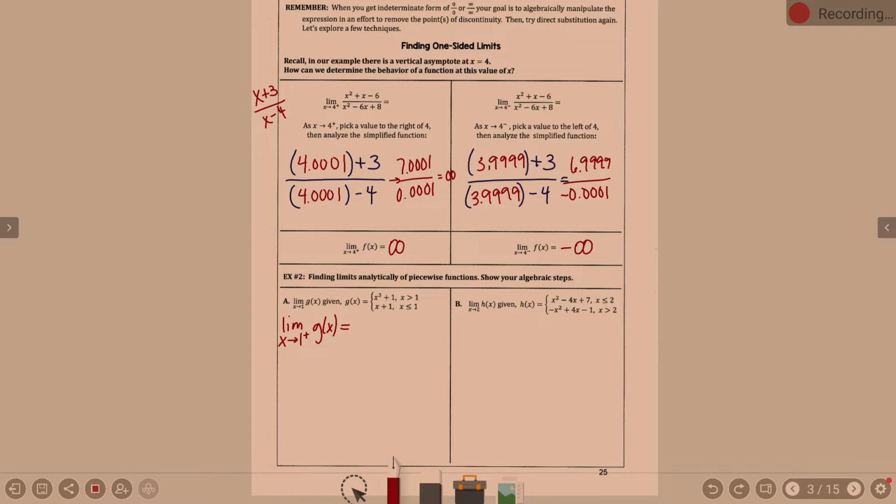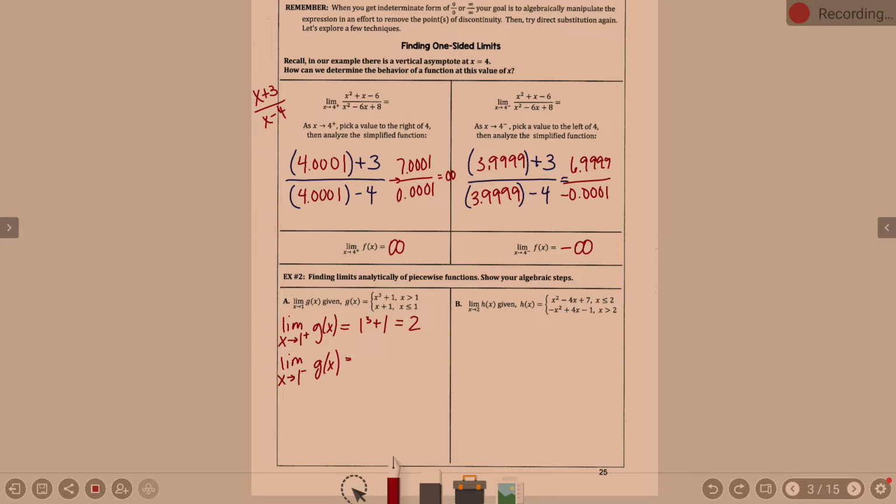X cubed. Well, if we're going from the right, we want to look when values of x are greater than 1, because we want to go to 1. So we're going to use x cubed plus 1. If I plug that 1 in, it's going to be 1 cubed plus 1, which is 2. So the limit from the right is 2. Repeat the process with the left. The limit as x approaches 1 from the left of g of x.